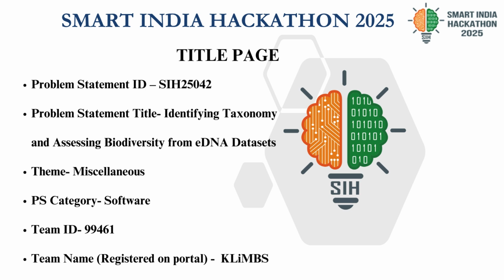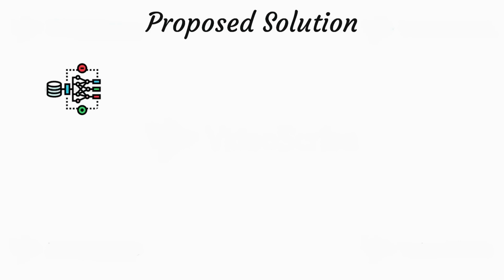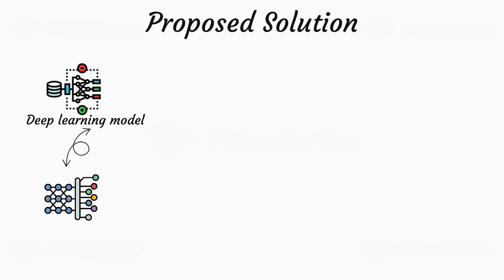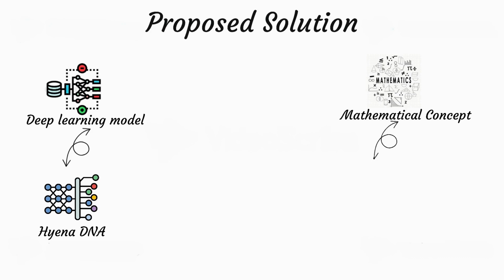Hi, we are Team Climbs from Rajalakshmi Institute of Technology, and our problem statement is identifying taxonomy and assessing biodiversity from eDNA datasets. Our proposed solution for the problem statement is a system that combines an advanced deep learning model called HyenaDNA with a mathematical tool called topological data analysis, shortly known as TDA.